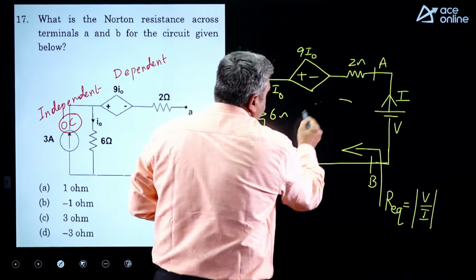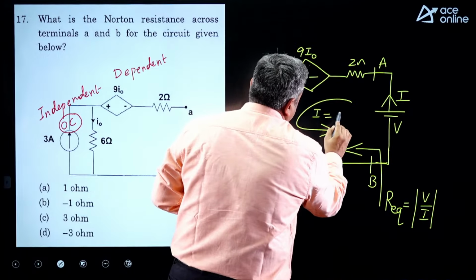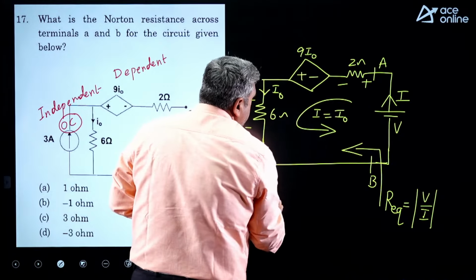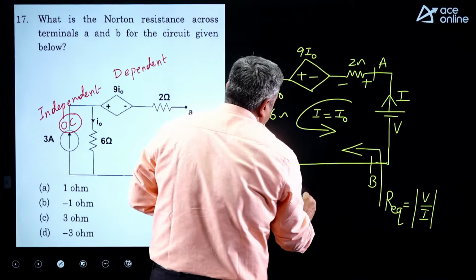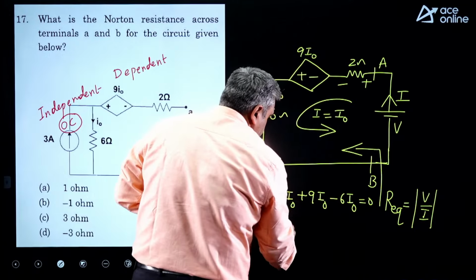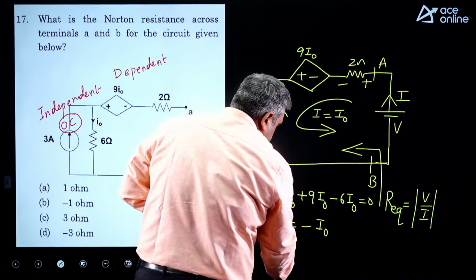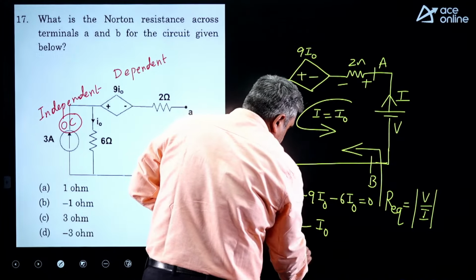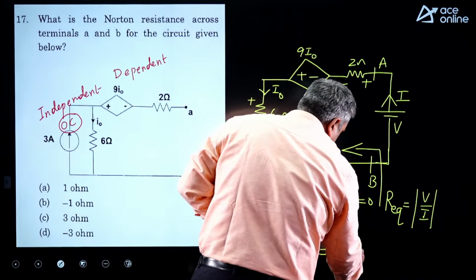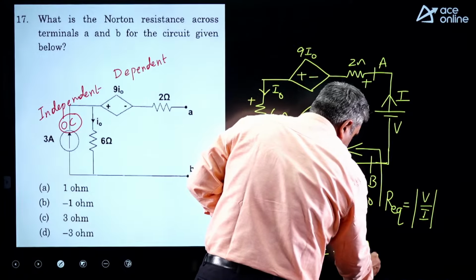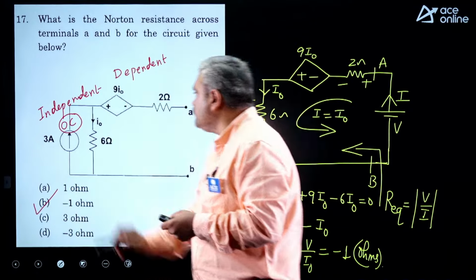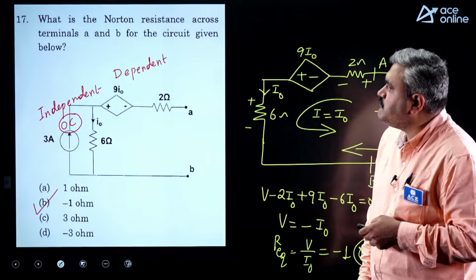So obviously the current flowing in the network is I, and I and I naught are the same. Both are in the same reference direction. So you can write V minus 2 into I naught plus 9 into I naught minus 6 into I naught equal to 0. So you will get V equal to minus I naught. So your R equivalent or R Thevenin is this ratio of V to I naught. So in your options they have given negative values also. Generally resistance, as far as network theory is concerned, should be positive, but because he has given that value, go with minus 1 ohm only. Okay. So standard procedure, nothing very difficult in this question.